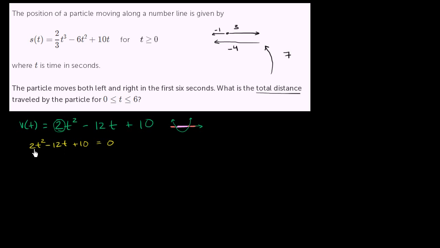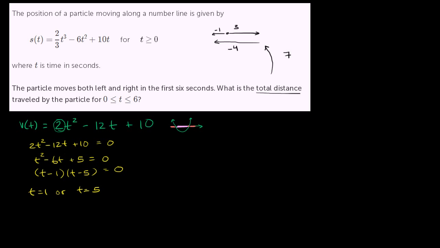Divide both sides by 2 just to get rid of this 2, make this leading coefficient a 1. We get t squared minus 6t plus 5 is equal to 0. That made it a lot easier to factor. This can be factored into t minus 1 times t minus 5. -1 times -5 is 5. -1 plus -5 is -6. This is equal to 0. So this left-hand side of the equation is going to be equal to 0 if either one of these things is equal to 0. If you take the product of two things equaling 0, you get 0 if either one of them is 0. So either t is equal to 1 or t is equal to 5.